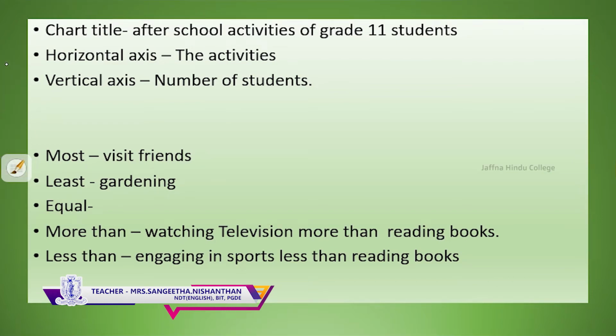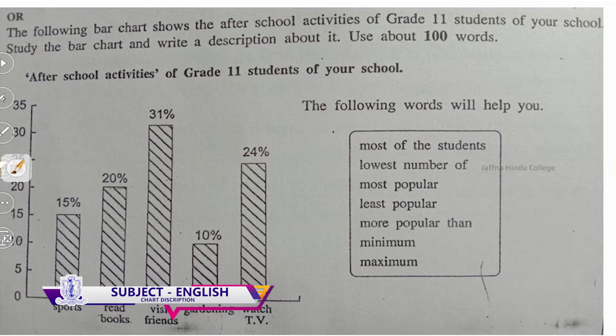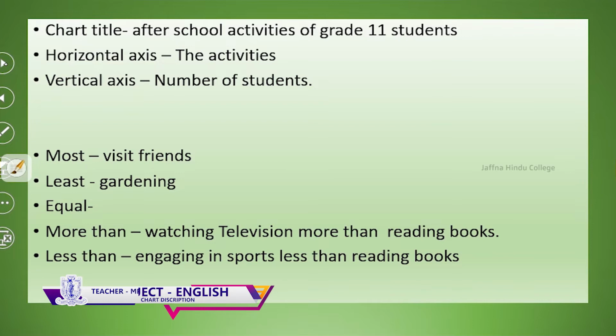And in the second paragraph, we have to say about the key data. The most popular activity among the students is visiting friends, and the least popular activity is gardening. What is the percentage of it? Gardening, 10%. It is only 10%. There is nothing equal, so leave that point. Watching television is more popular than reading books, and engaging in sports is less popular than reading books. This is enough for your second paragraph.